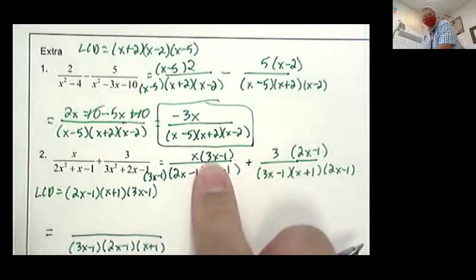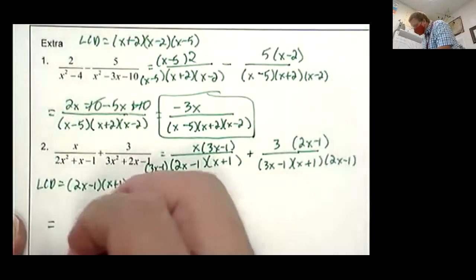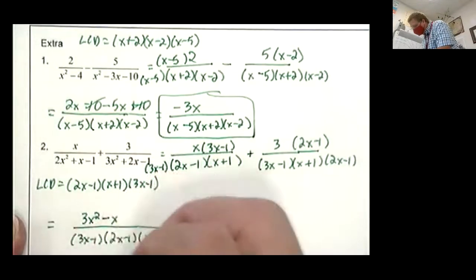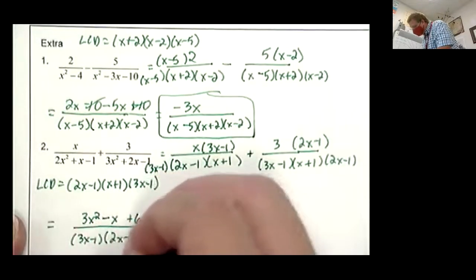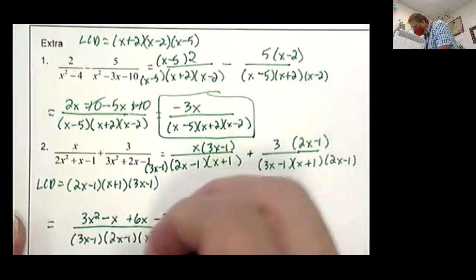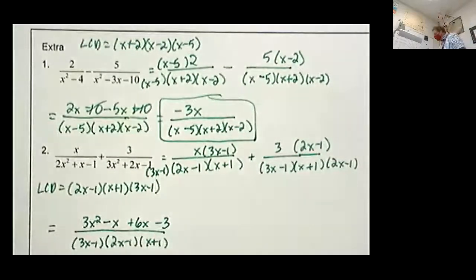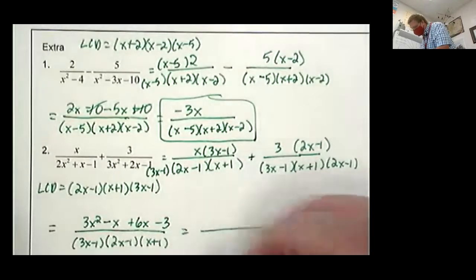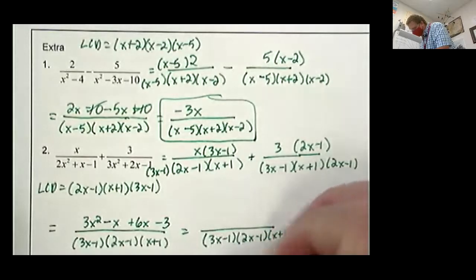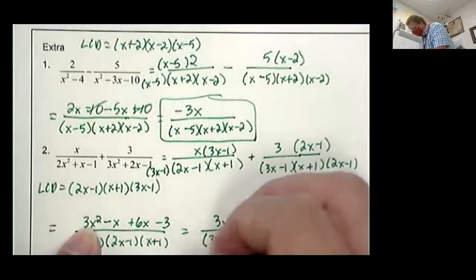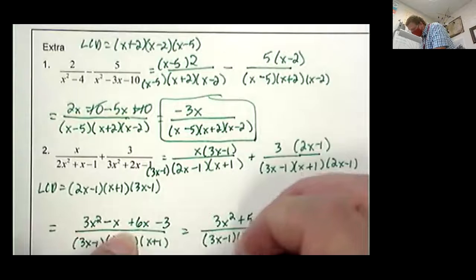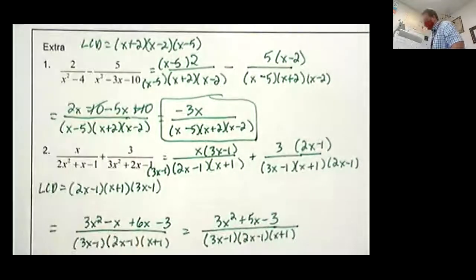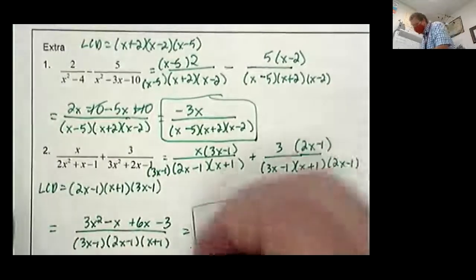We're going to distribute a property in the numerator. That's 3x squared minus x plus 6x minus 3. And our final answer, unless it factors, then we got to keep going. 3x minus 1 times 2x minus 1 times x plus 1. That's 3x squared plus 5x minus 3. And that will not factor. And so we are done.